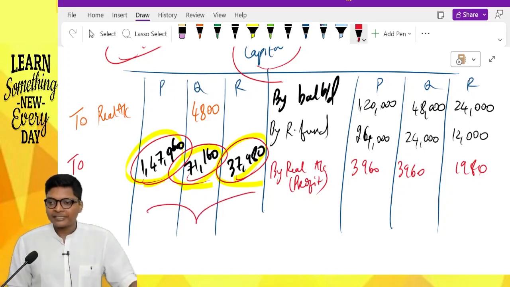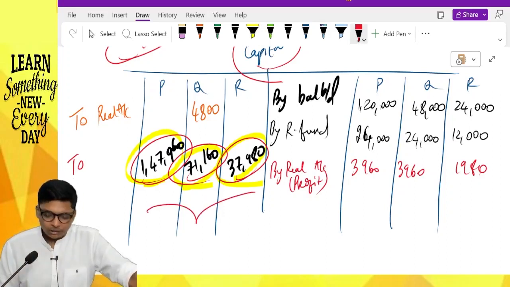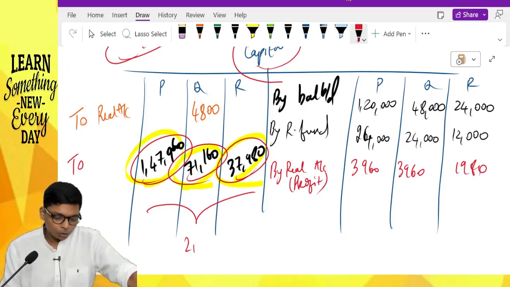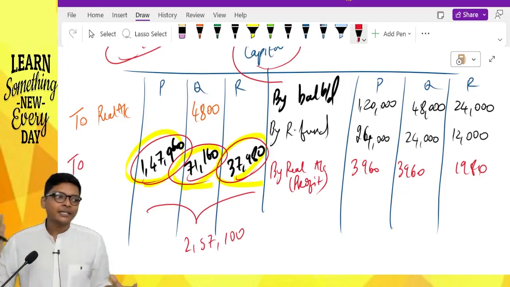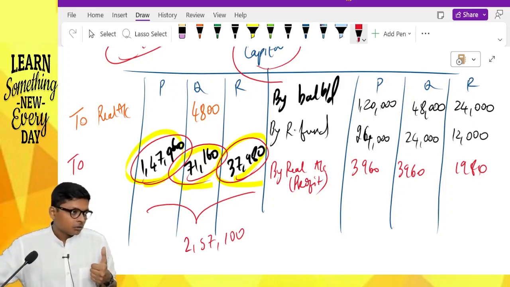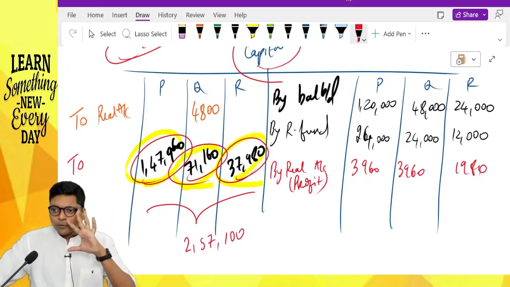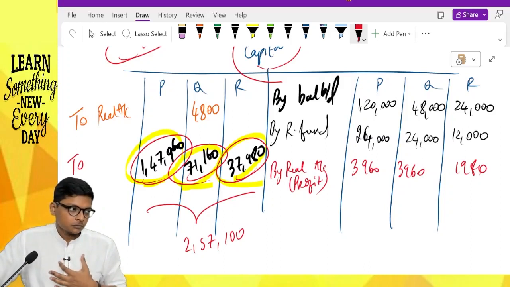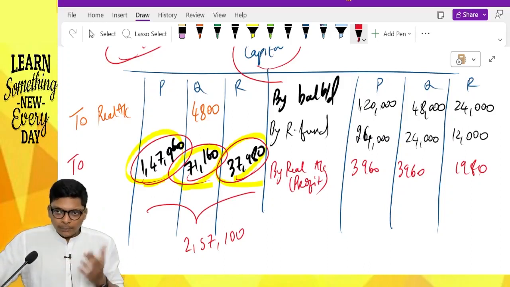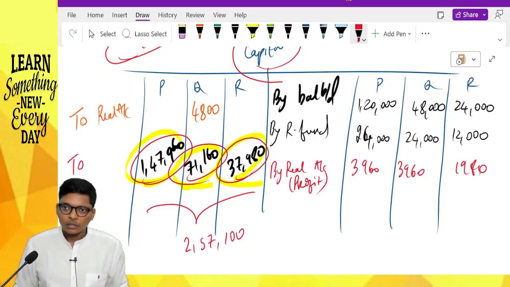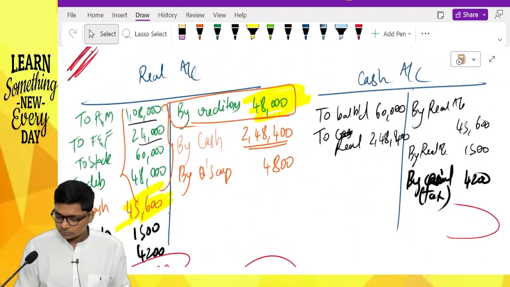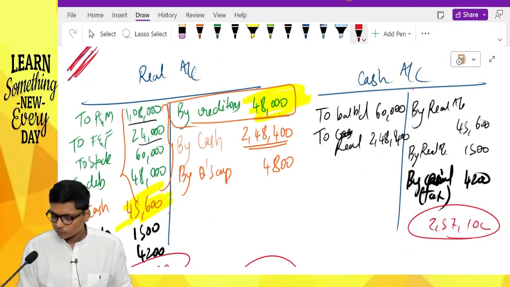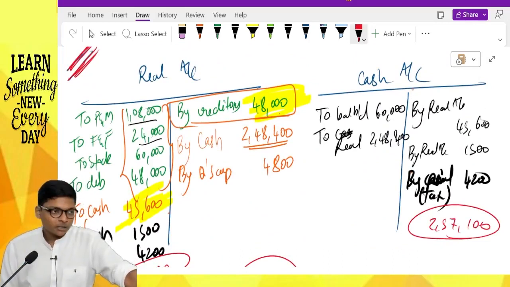Can you total all of this and tell me how much cash is needed to pay partners? All these three total, 2 lakh 57. All of you check, come till here and check if you all got this. Madhu got it, 257,100. So now this account communicates what to me? Amount to be paid to partners is 2 lakh 57 thousand. Go and check how much cash you have. Go and check how much cash is left.